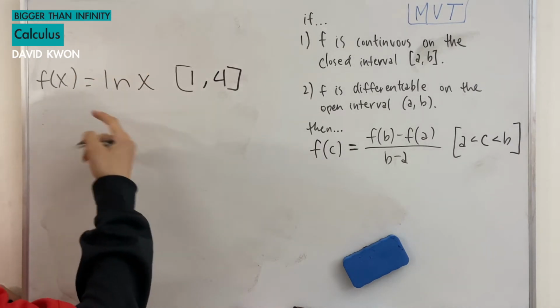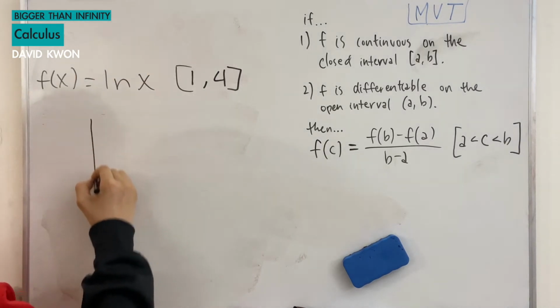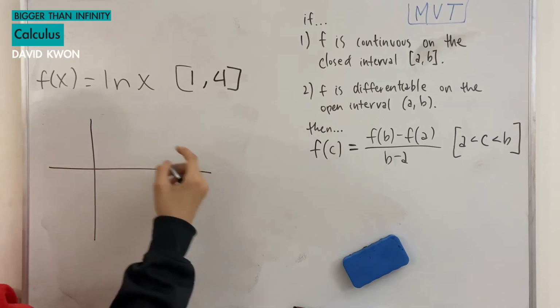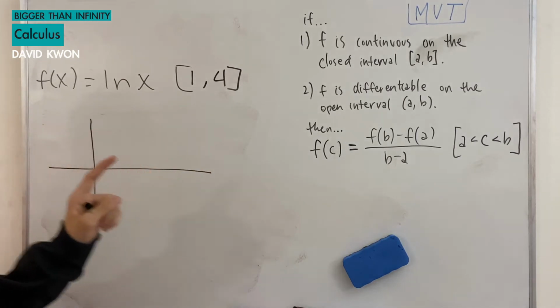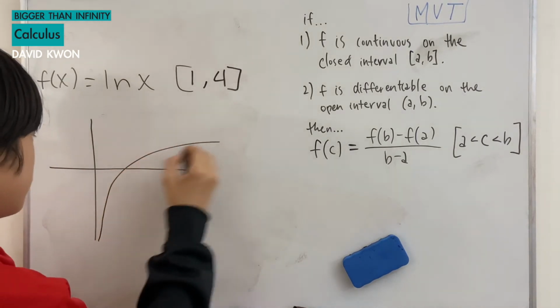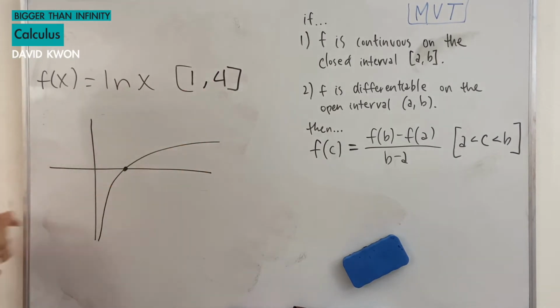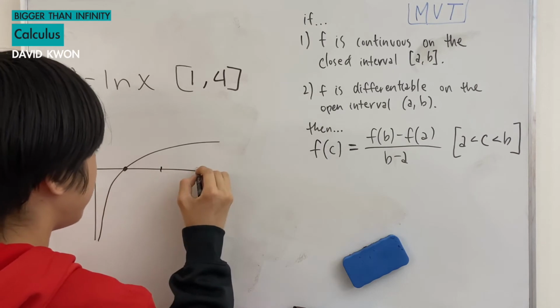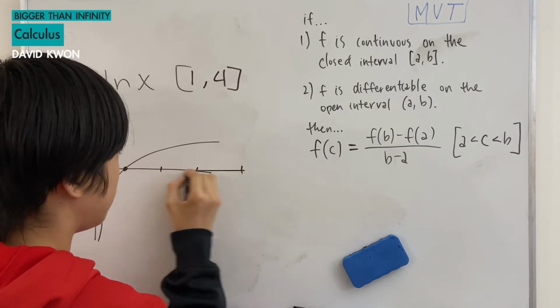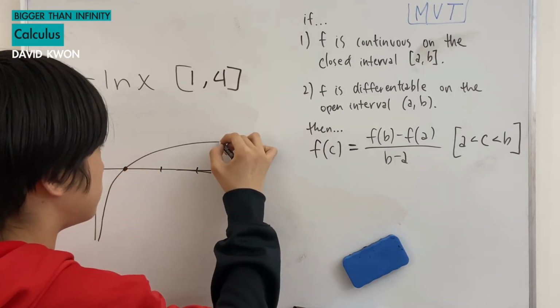To solve this, let's graph it. The function f of x equal to ln x looks like this, and this is at 1. But the interval has to be from 1 to 4. So 1, 2, 3, 4. Okay, 1 to 4.